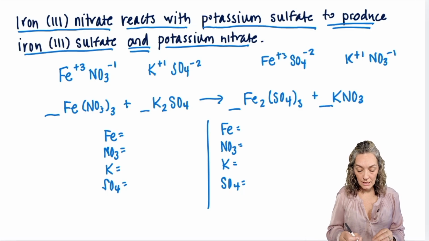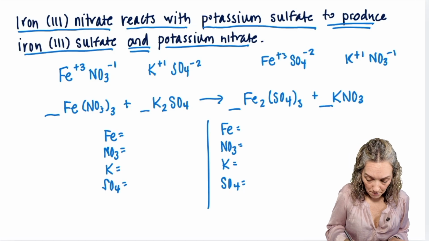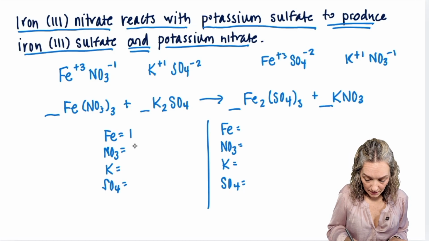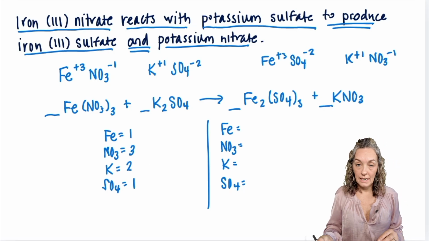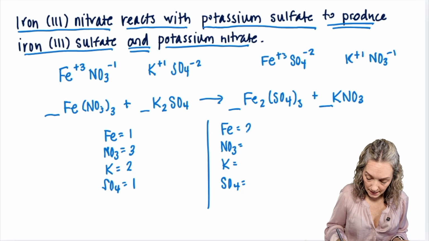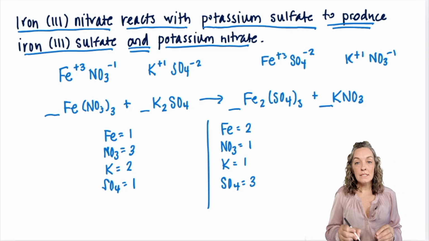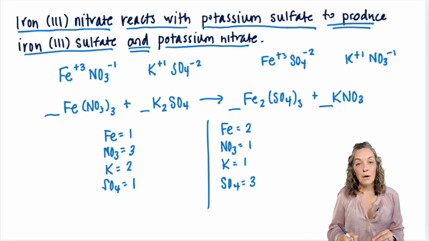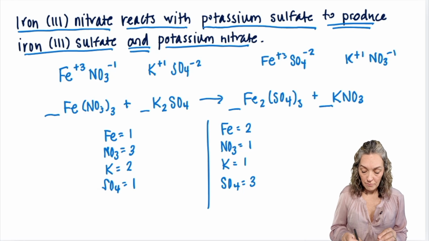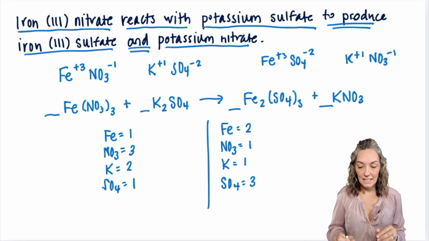If you prefer to break them into their pieces, into their N's and O's and S's, that's totally fine as well. But we see that we have 1 Fe, 3 nitrates, 2 potassiums, and 1 sulfate on the reactant side. When I go over to the product side, I have 2 Fe's, I have 1 NO3, 1 K, and 3 SO4s.